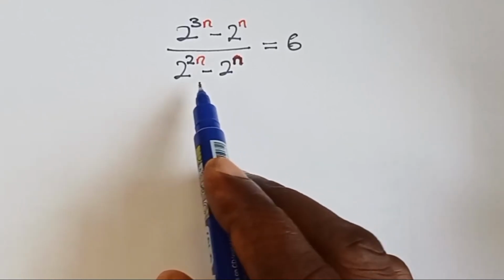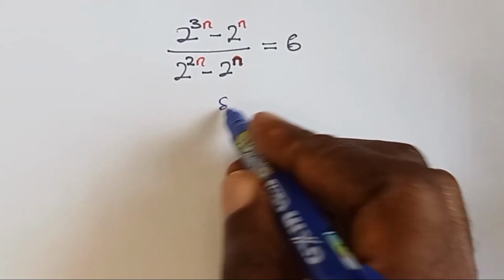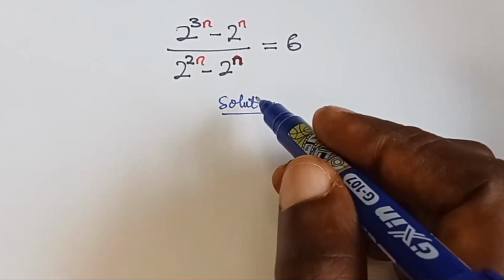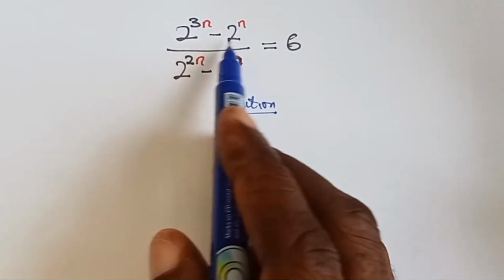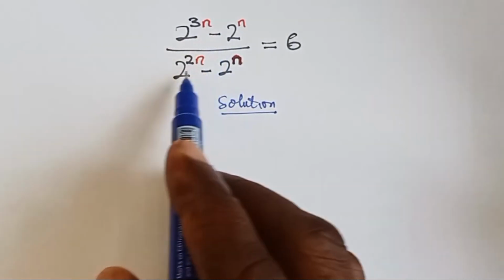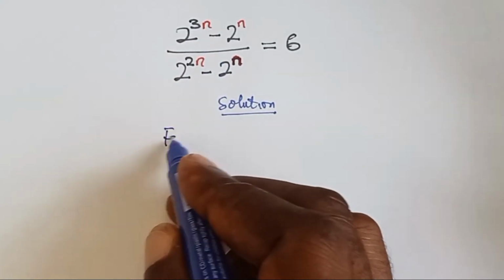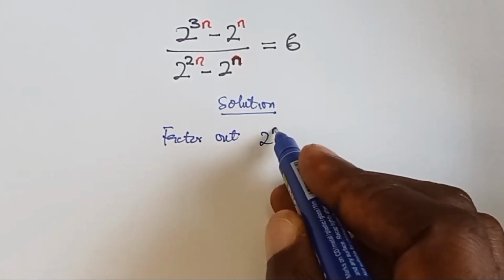In this video, we want to solve this tricky exponential equation. Okay, so solution. Alright, so from here, we're going to factor out 2 raised to power n, because here 2 raised to power n is common and here 2 raised to power n is common. So let's factor out 2 raised to power n. That's what we do first.